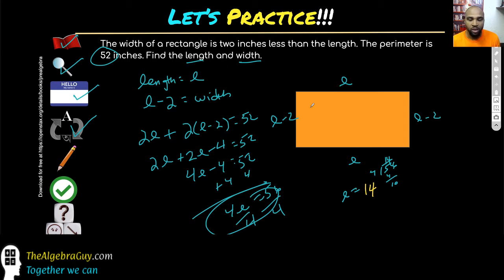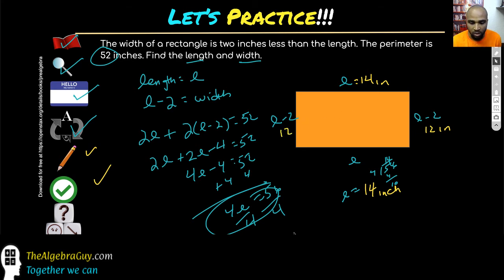And what's the measurement? Inches. So this is 14 inches. And this must be 2 inches less, so now I know this is 12 inches. Now I want to mentally check this to see if I'm working it right, because it should add up to 52. So what's 14, 14, 12, and 12?